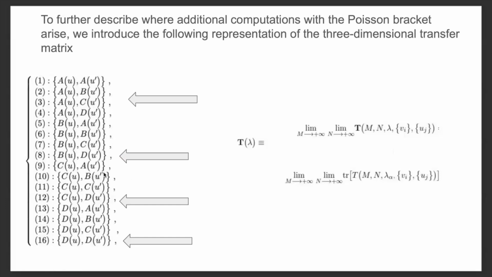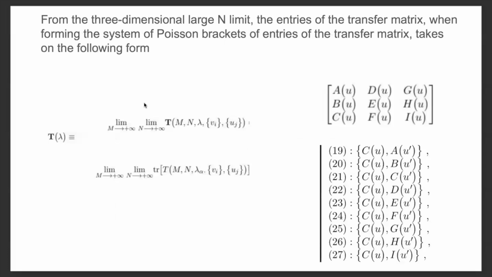But still, there are many similar characteristics and properties of the Poisson structure in the two-dimensional case and how one obtains the complete set of relations that can be extended in a straightforward manner to three dimensions. And from the three-dimensional large N limit, the entries of the transfer matrix, when forming the system of Poisson brackets of entries of the transfer matrix, take the following form. As we show here through these columns A, B, C, D, E, F, and G, H, I, we have a three-dimensional generic representation of the transfer matrix.